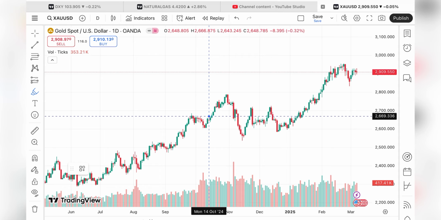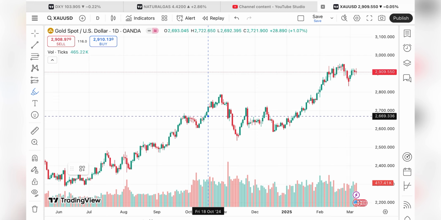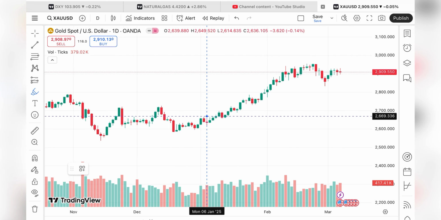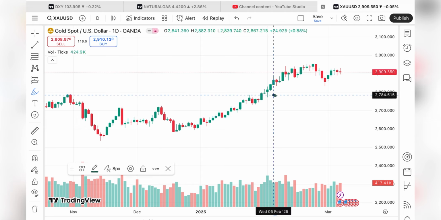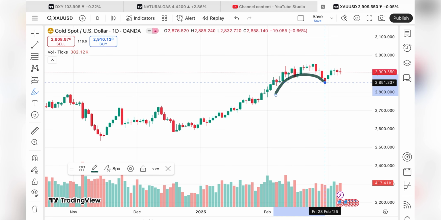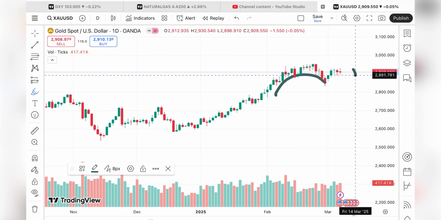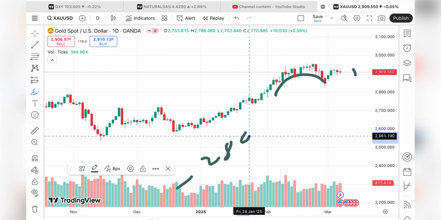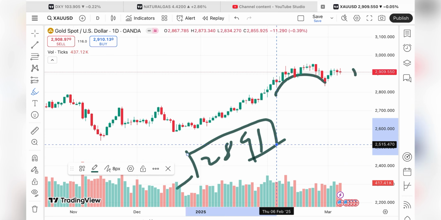So today in this video I'll explain how the price of gold has moved in the last 2 days and how it can move in the next 2 days. If you look at the chart of gold, it is now trading at a level of $2909.50. There is a clear indication that an inverted U trend is forming. Chances are high that if the price falls below $2891, we can see a further downfall.